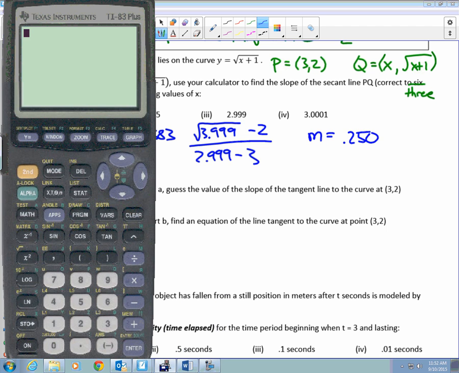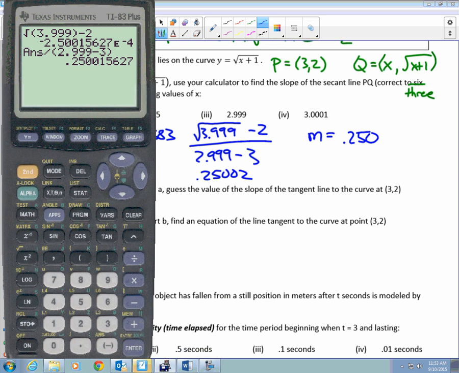Try one more time. Square root of 3.999. So Mercedes, did you get 3.99? Okay, minus 2. Then divided by, I'll put parentheses around it, 2.999 minus 3. I get 0.25002. Okay? All we're doing is finding slope. We're just using decimals. You got to be ready to work with kind of weird numbers.